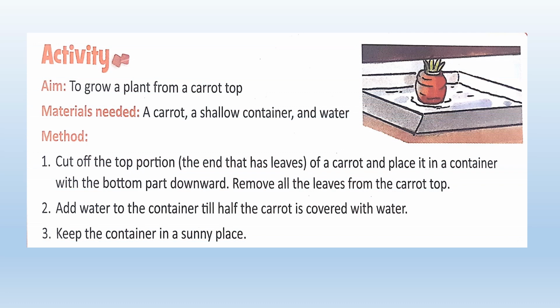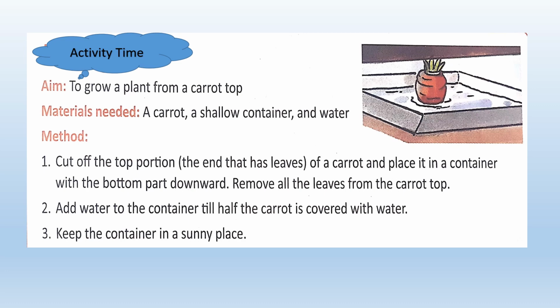This is vegetative propagation. Let us do an activity to understand that plants can also grow from other parts of a plant. For that, you will need a carrot, a shallow container, and water. Method: cut off the top portion, the end that has leaves, of a carrot and place it in a container with the bottom part downwards.